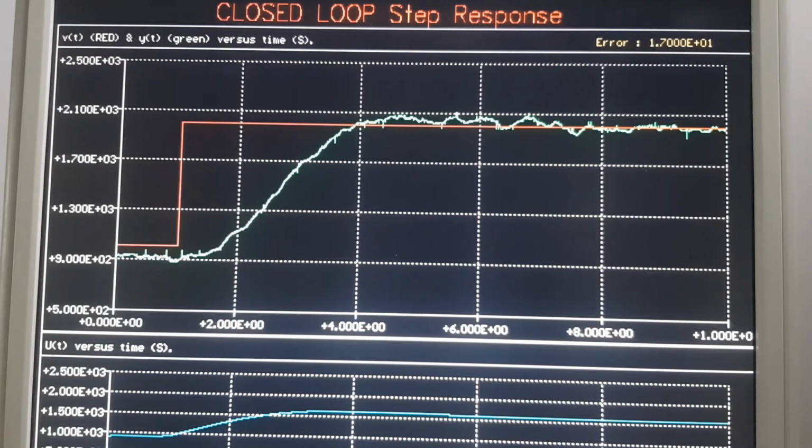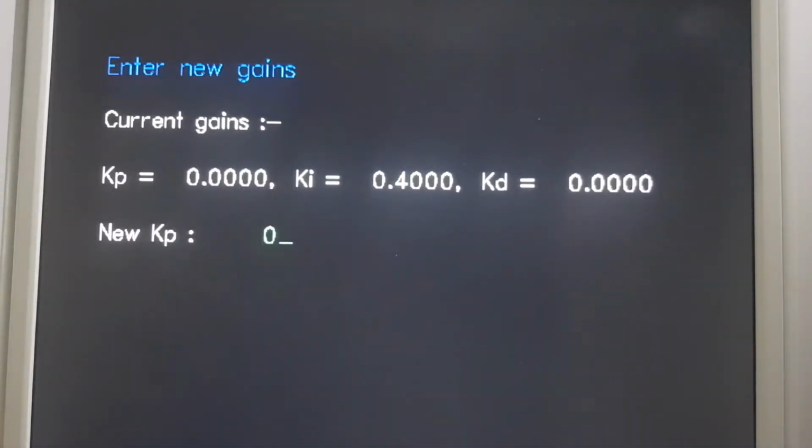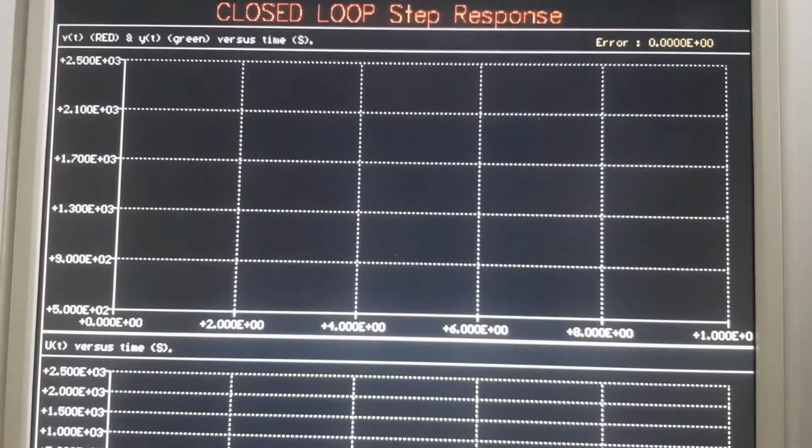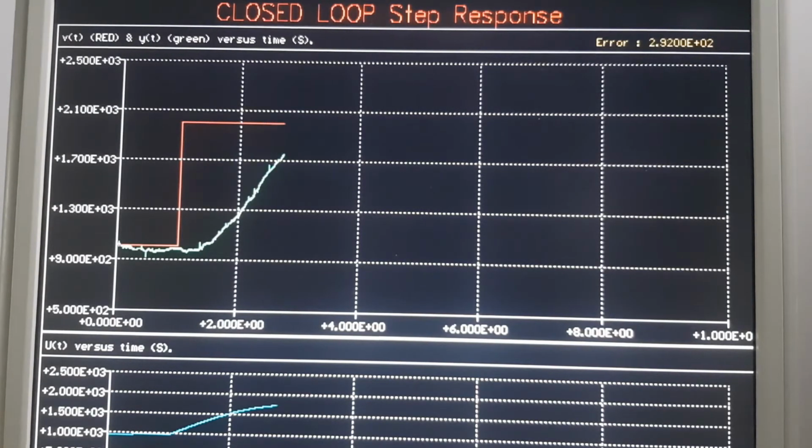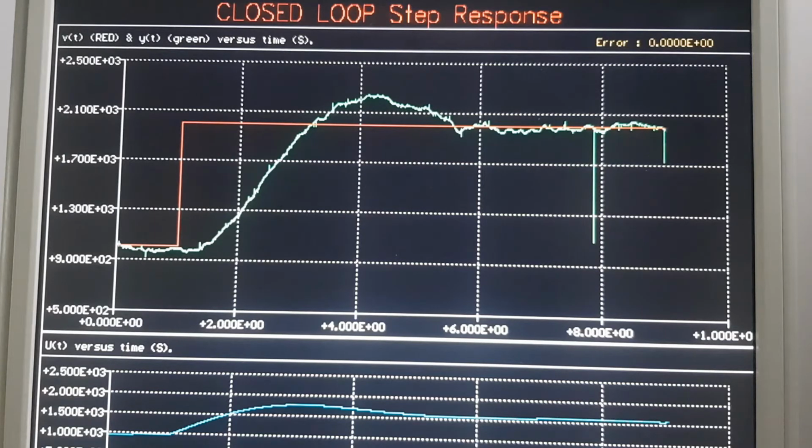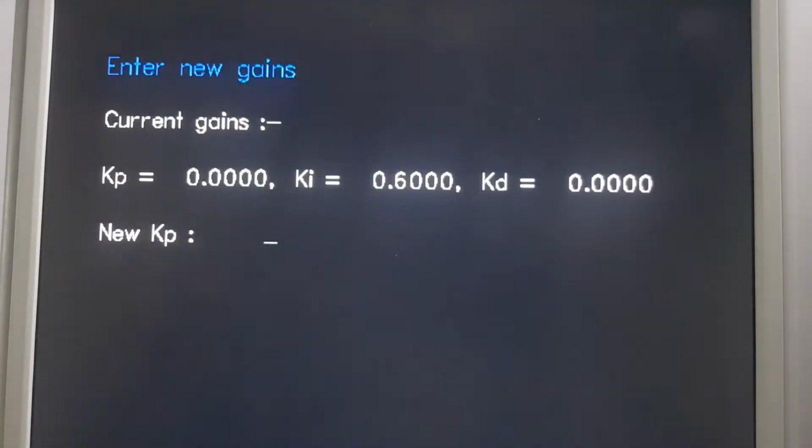If we increase the gain further, so no proportional, go for 0.6 this time, and 0. As we increase the integral, what can happen is it can start to oscillate a bit. So now we've got a bit of overshoot, and not much undershoot at all. At 0.6 now, it's faster. As we're increasing the gain, it's getting faster, but we're also getting a bit of overshoot now.